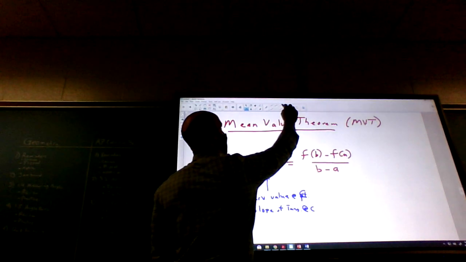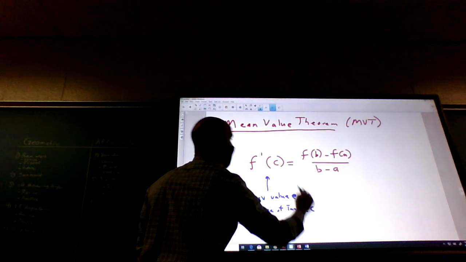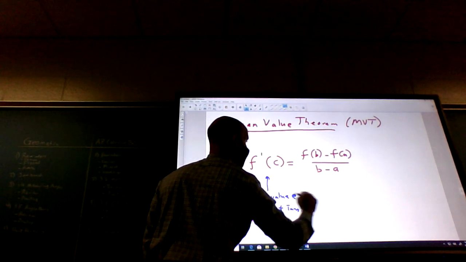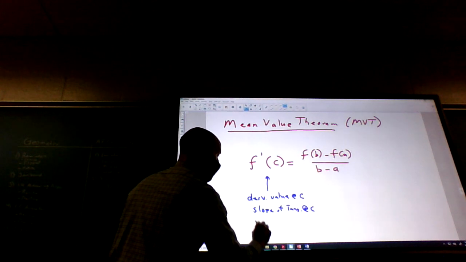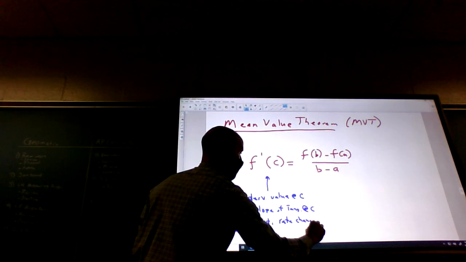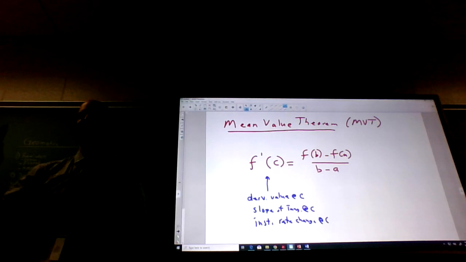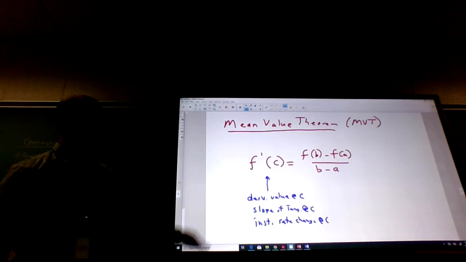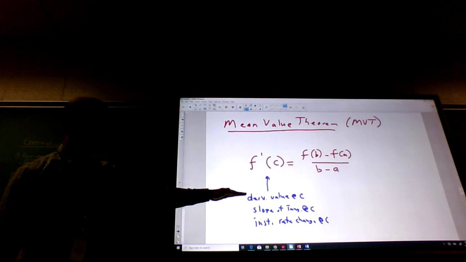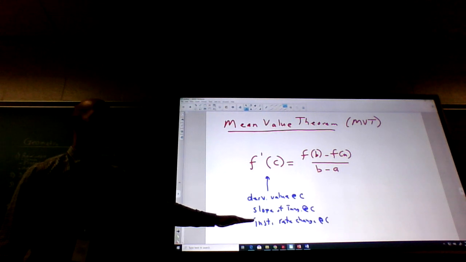Okay, good. Let me add one more thing here. Let me erase that because that just looks so bad. Let's make that just c. At c, we could say it's the instantaneous rate of change at c. So what I'm trying to do is hit all of the things that a derivative is. It is the derivative of this function at c. An application of that is talking about the slope of this curve at c. Or we could talk about the instantaneous rate of change at c.